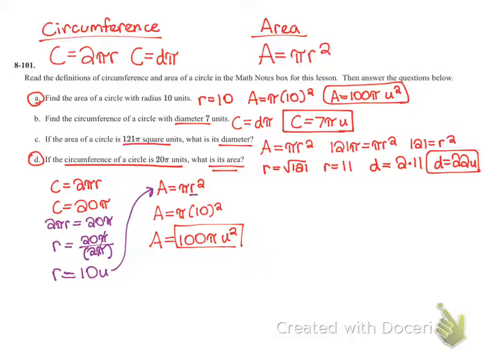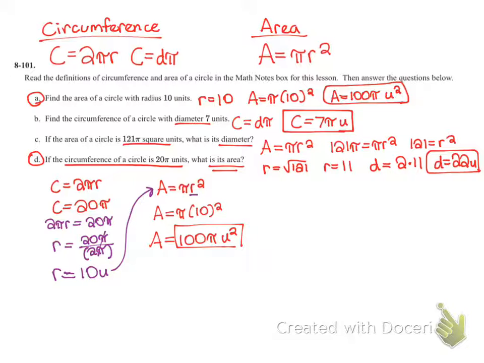So I thought it would be a good idea on part B to use the formula diameter pi for circumference because they gave you the diameter. You could also use the radius. Just make sure you're not plugging in 7 as the radius, that you're plugging 3.5 in as the radius on that one if you do it that way.